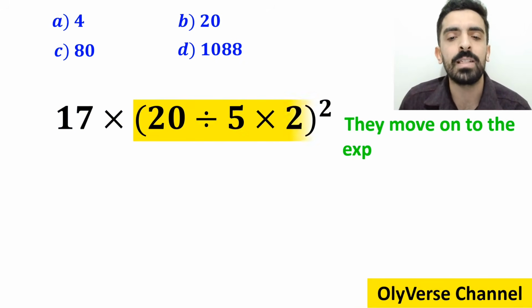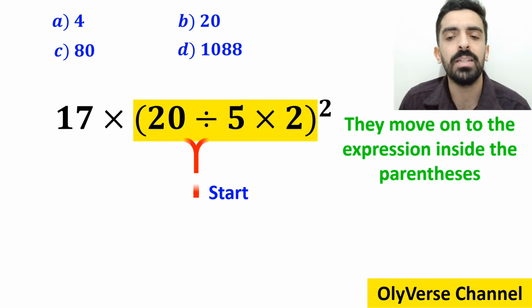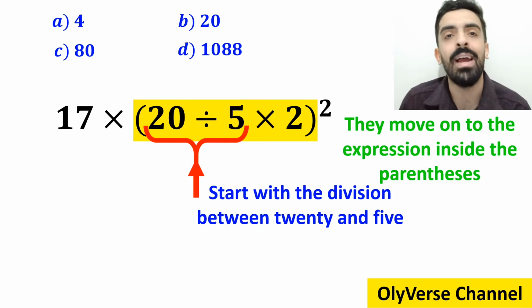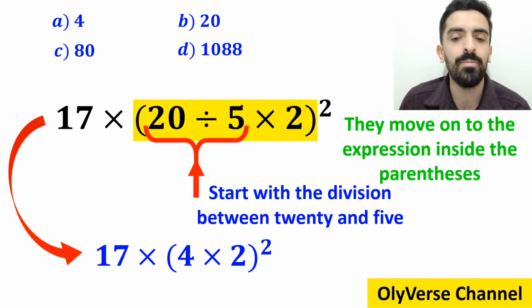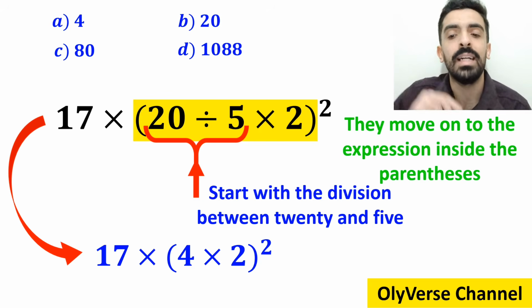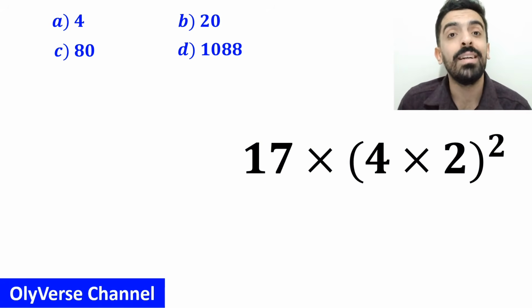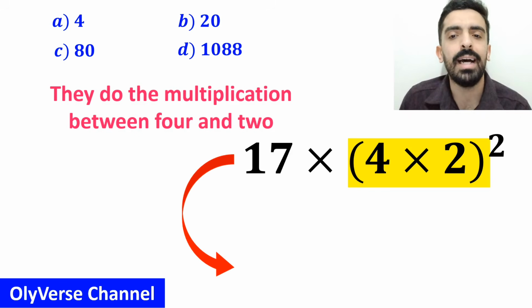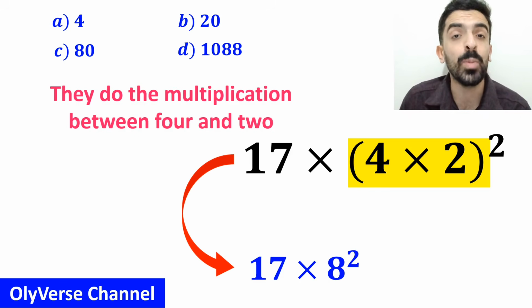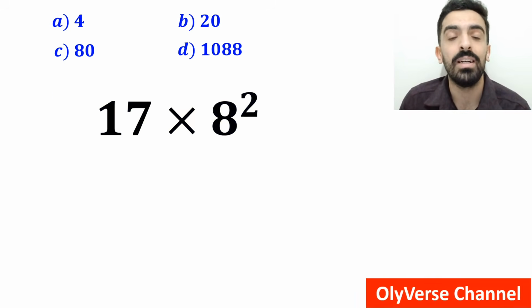Then they move on to the expression inside the parentheses and start with the division between 20 and 5. So they simplify this expression to 17 multiplied by 4 times 2 inside the parentheses and all the square. Next, they do the multiplication between 4 and 2 and write this expression as 17 multiplied by 8 squared.